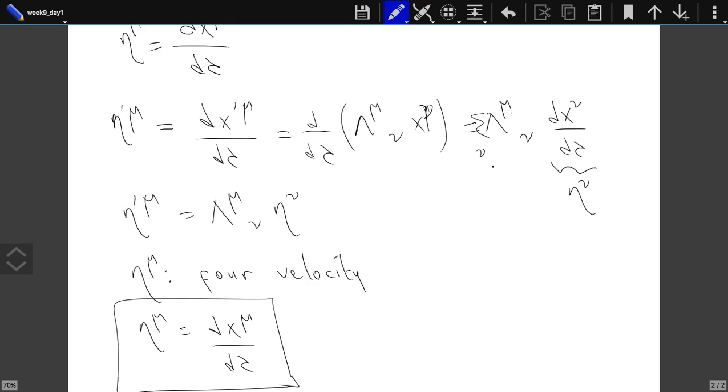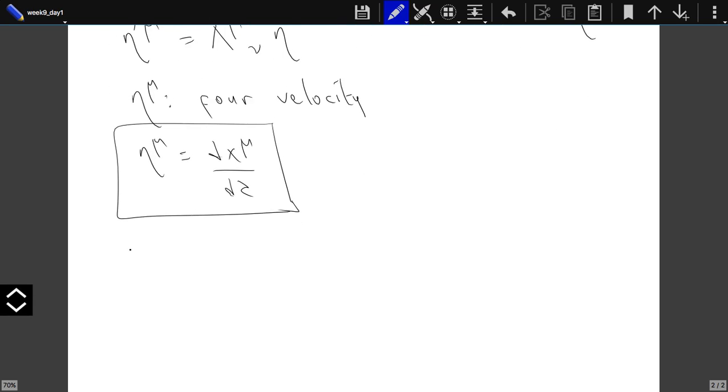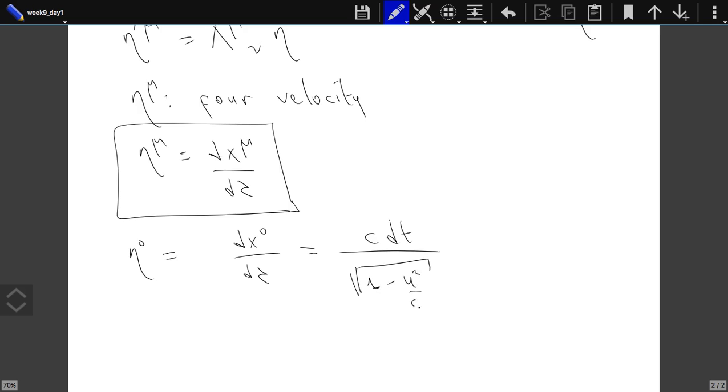Well, let's relate this to ordinary velocity, and there we can see why we are defining such quantities. Let's start with eta 0. Eta 0 is dx0 by d tau. dx0 is c dt. d tau is square root of 1 minus u squared over c squared dt. So this is c over square root of 1 minus u squared over c squared. This is my eta 0.